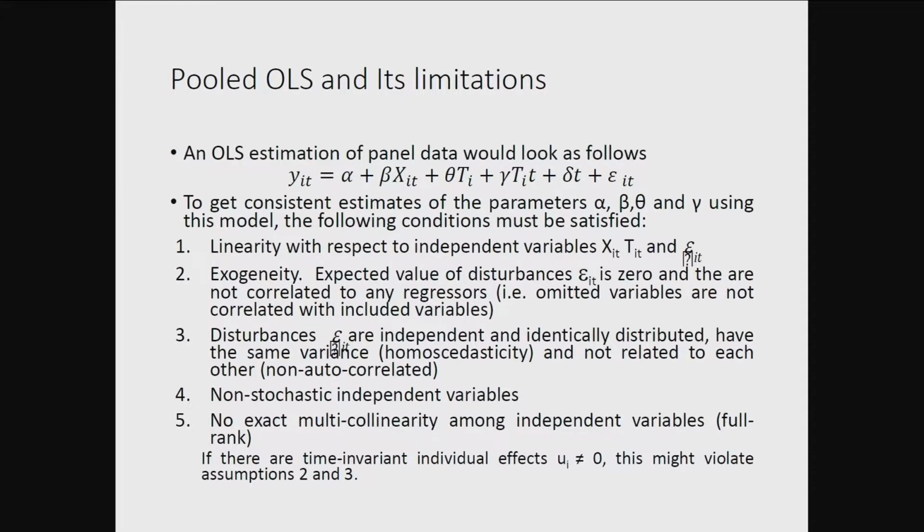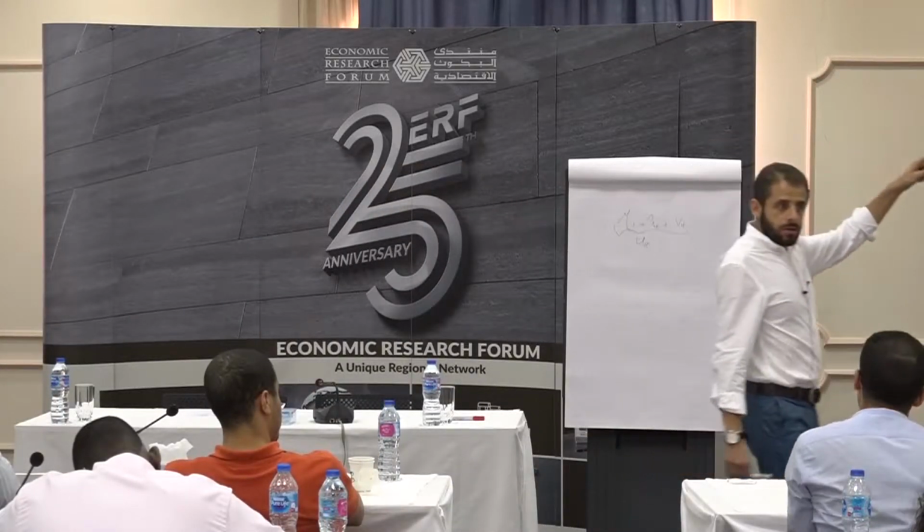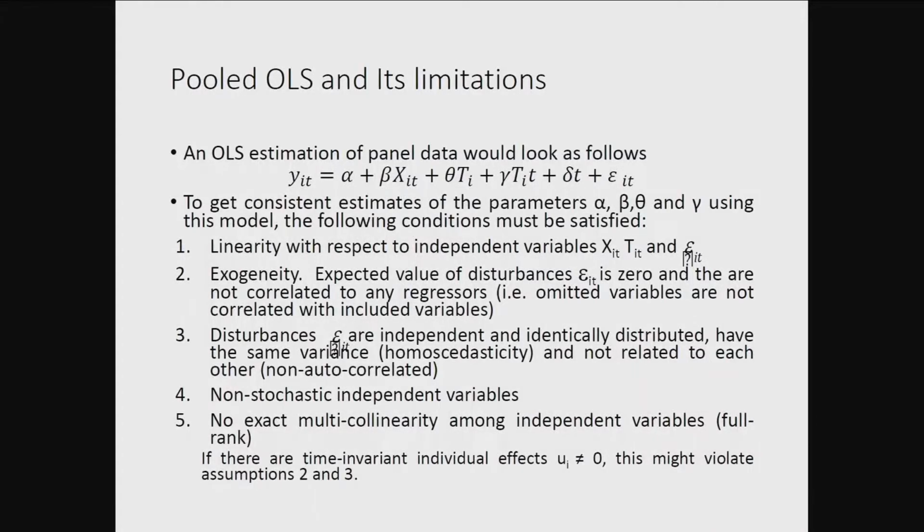So if I have any individual time invariant characteristic, this will violate the two assumptions that we have here, 2 and 3, which are the exogeneity, because in this case the error term will be correlated to explanatory variables. That's 1. And 2, my errors will not be identically and independently distributed. So in this case, I cannot rely on these estimates because they will be biased, given the fact that two important assumptions are violated. And this is why we have to estimate this not using an OLS, but using the panel technique.